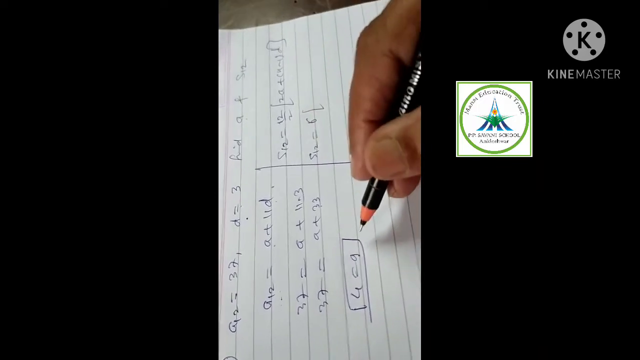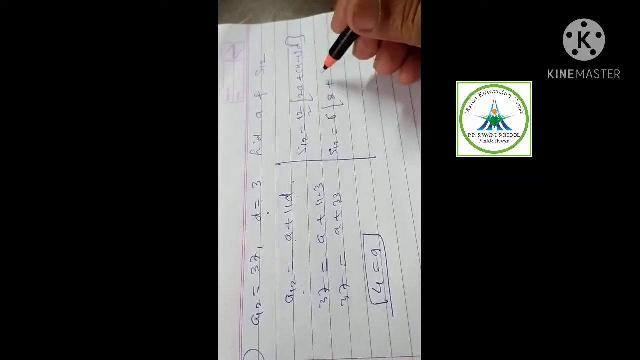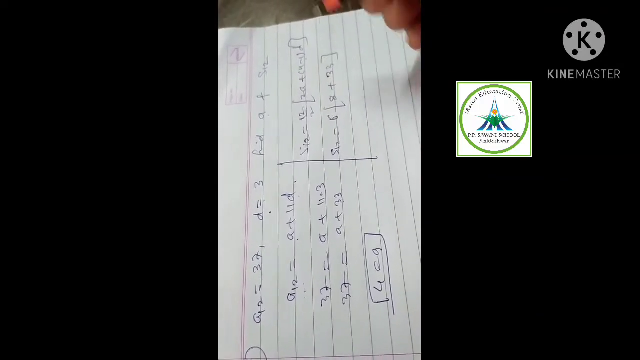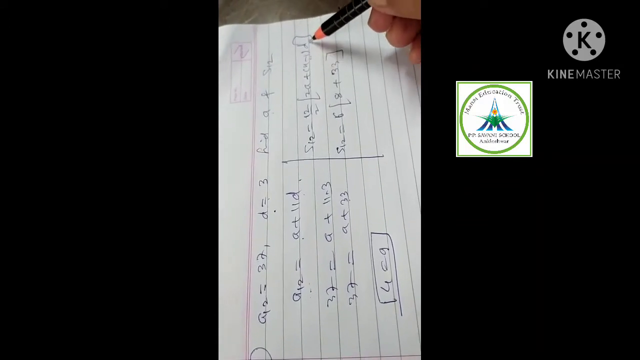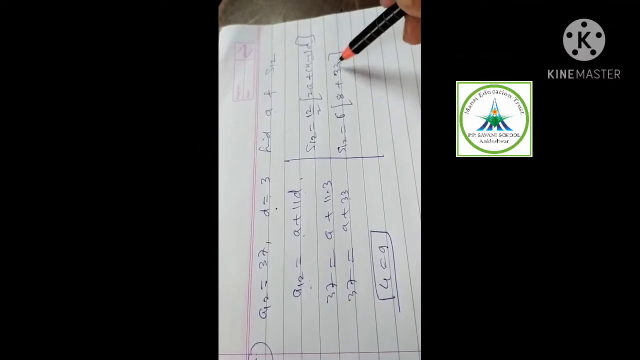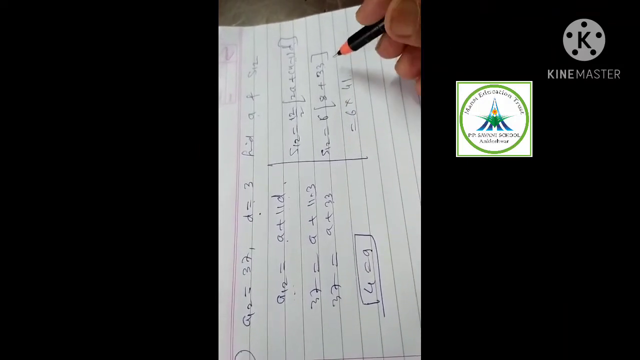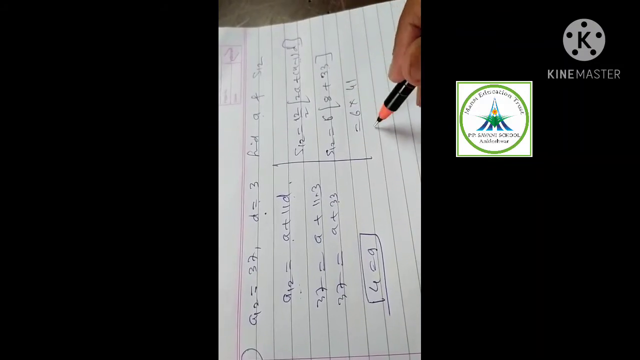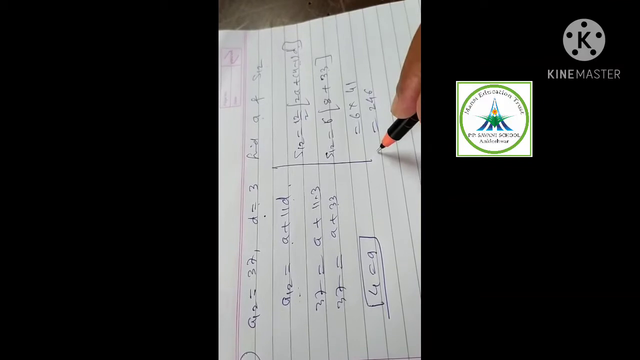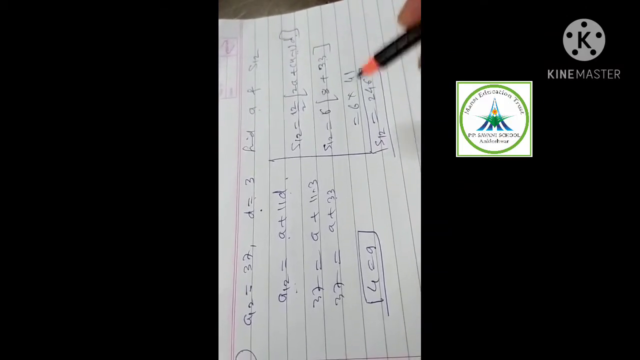What is the value of A, sir? 4. 2 times 4 is 8, plus n minus 1, what? 11. 11 into 3 is 33. See, 11 into D is 33. 33 plus 8 is 41. So that is 6 multiplied by 41. Now multiply: 6 times 41 is 246. So S12 equals 246.